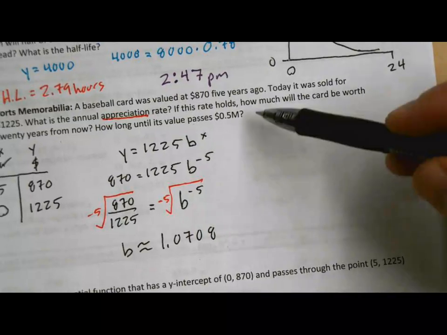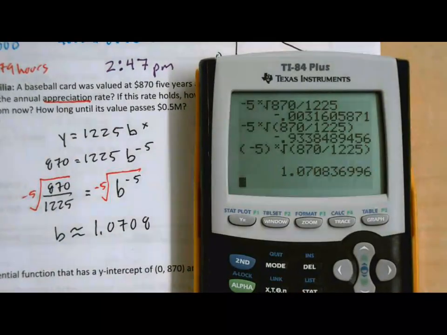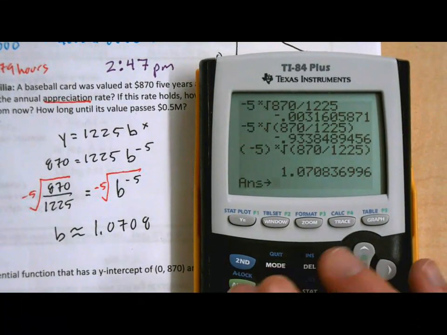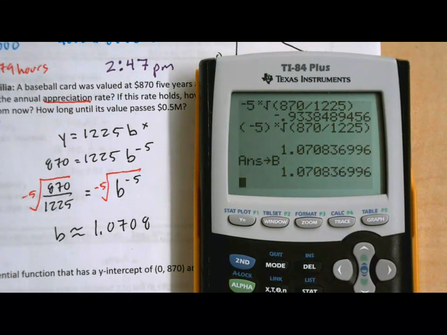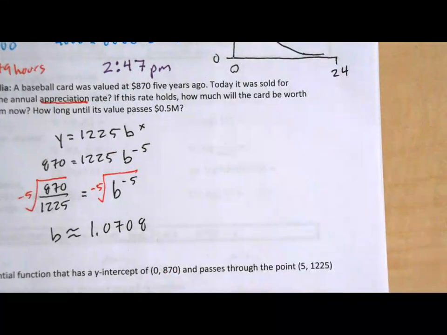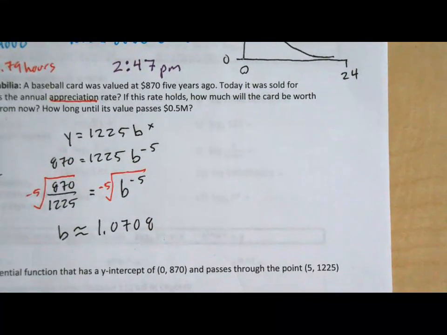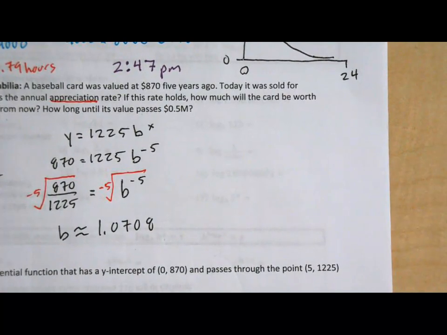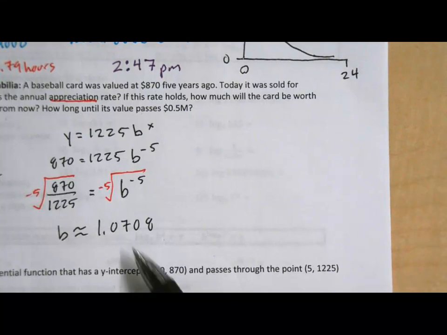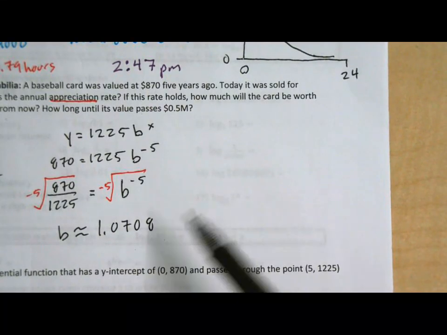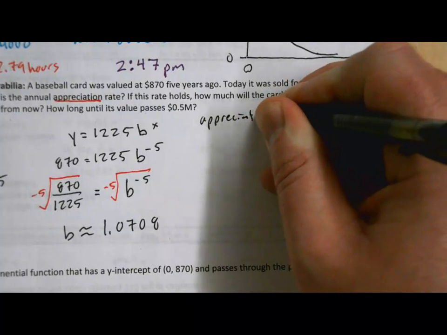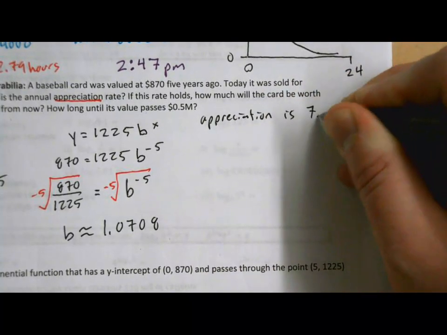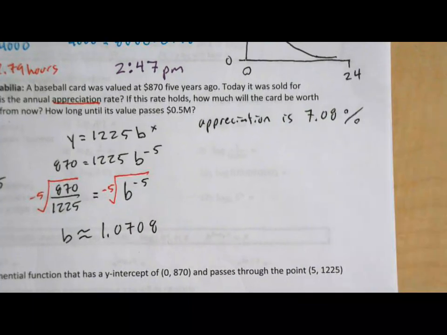And since it looks like we're going to have some follow-up questions here, I'm going to go ahead and store that so we can easily use that nice long decimal answer later without having to type it in again. So I'm storing it into B. We can answer one of our questions right now, I believe. What is the appreciation rate? What percent are we increasing by each year? About 7.08%. So my appreciation is about 7.08%. That's a pretty good investment year on year.